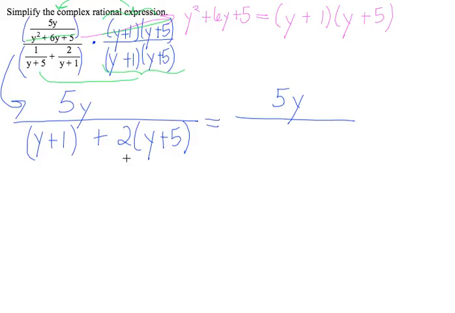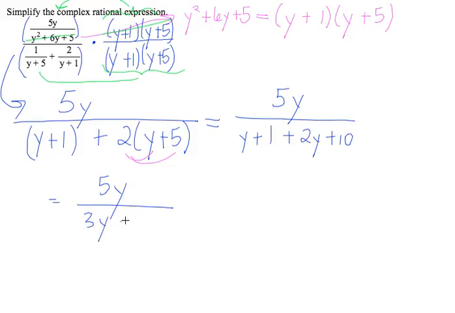So when I distribute this, I'm going to get 2y plus 10, and I'm going to just eliminate these parentheses which aren't doing anything. So y plus 1 plus 2y plus 10 gives us 5y all over 3y plus 11, and that denominator does not factor, so nothing else will simplify.